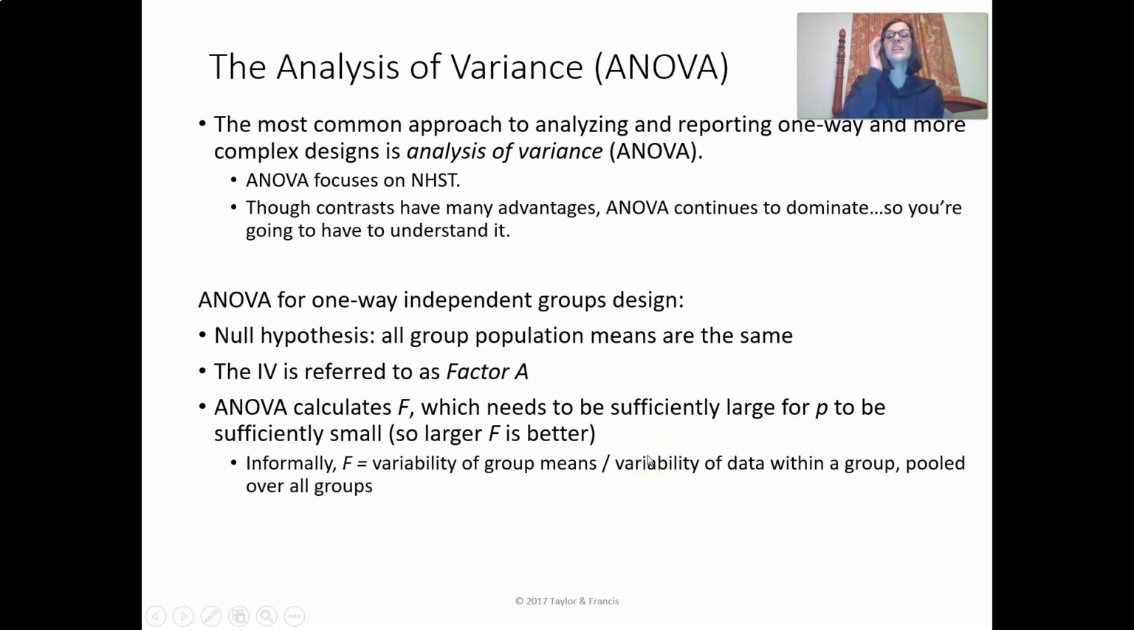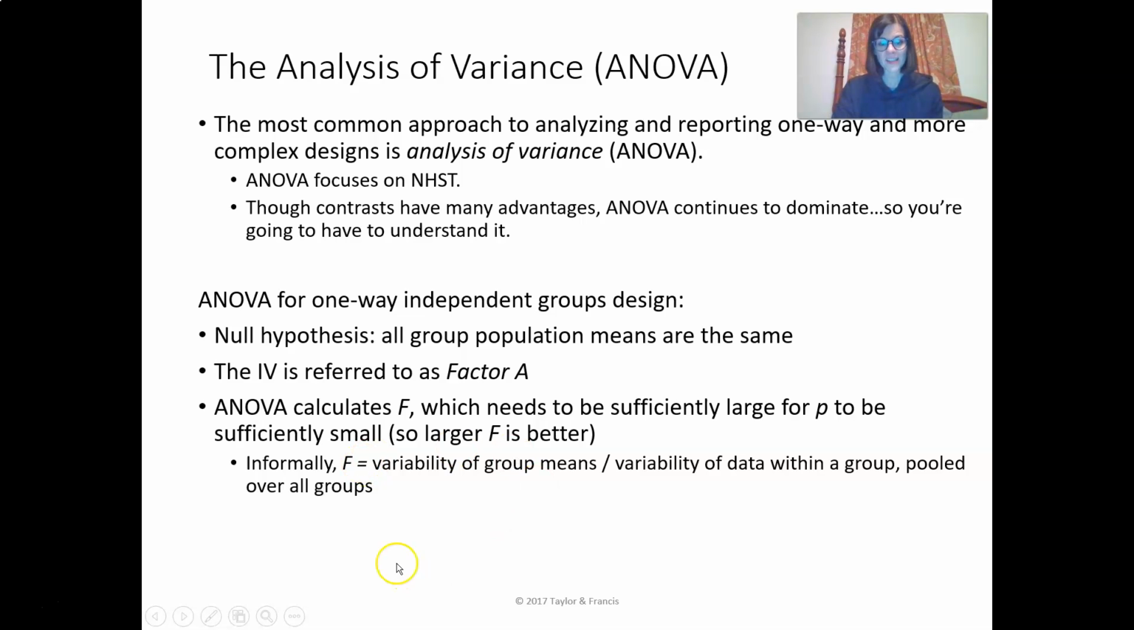And when you're doing an analysis of variance, the critical statistic is F. F needs to be sufficiently large for a p-value to be sufficiently small. The larger your F is, the better. If your F is 1 or less than 1, you do not have significance. And here's why. Now, I'm giving you the Cliff's Notes version. I do not expect you to do this or calculate this on your own.